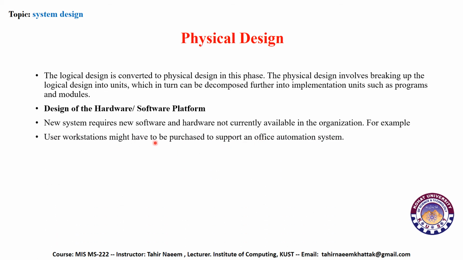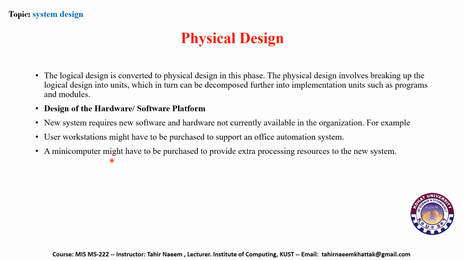User workstations might have to be purchased to support an office automation system. Let's suppose we are implementing an office automation system, then it is mandatory for every user to have a workstation, so that he must enter his data through this workstation into the office automation system. A minicomputer might have to be purchased to provide extra processing resources to the new system. So along with the workstation, some minicomputer must be purchased so that the processing requirement of the organization is met.